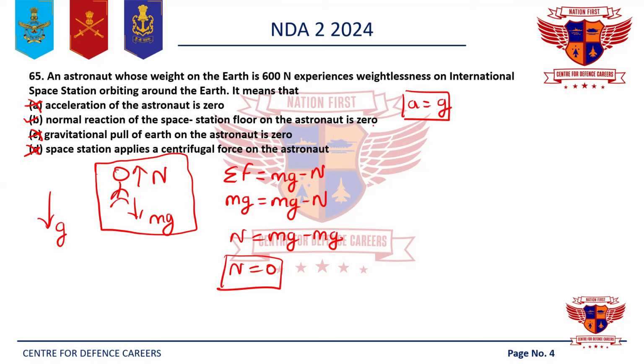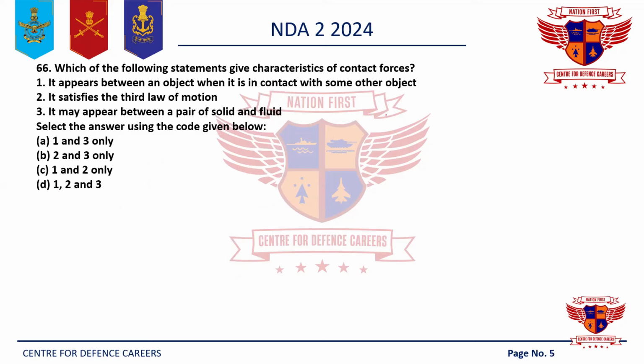Now moving on to the next question. Which of the following statements gives the characteristics of contact forces? Now the very important thing about contact forces is that they require contact between two different objects. Let's look at the first option. The first option says it appears between objects when it is in contact with some other object. Yes, this is the fundamental requirement of contact forces.